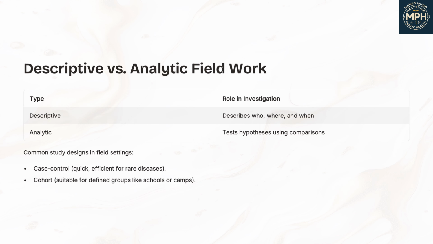Descriptive versus analytic fieldwork. Field epidemiologists use both descriptive and analytic approaches. Descriptive epidemiology includes who got sick, when symptoms began, and where the cases occurred. Analytic epidemiology tests hypotheses using comparisons between groups. This often involves case control studies, where exposure histories of sick and well people are compared, and cohort studies, especially in defined groups like schools or camps. Analytic methods help confirm the suspected source and guide control measures.